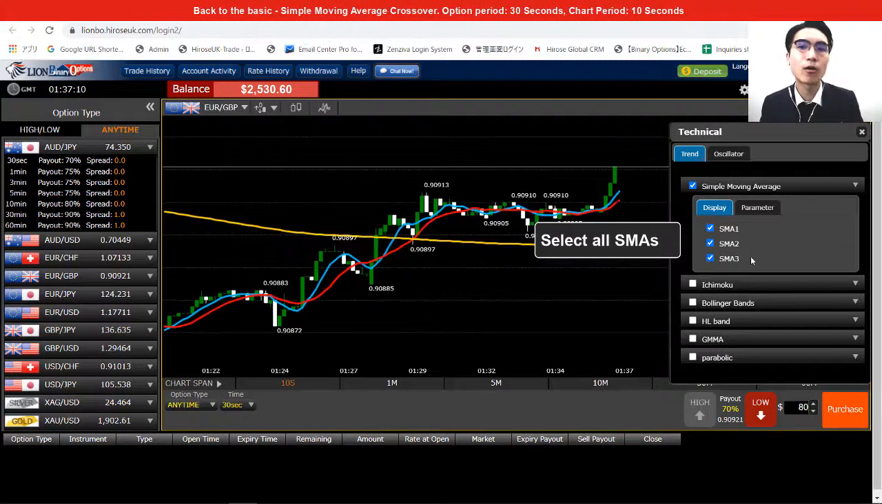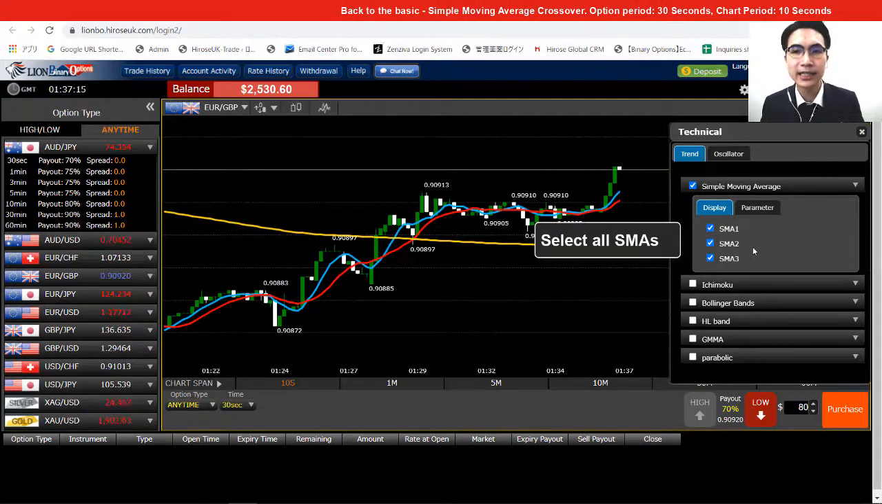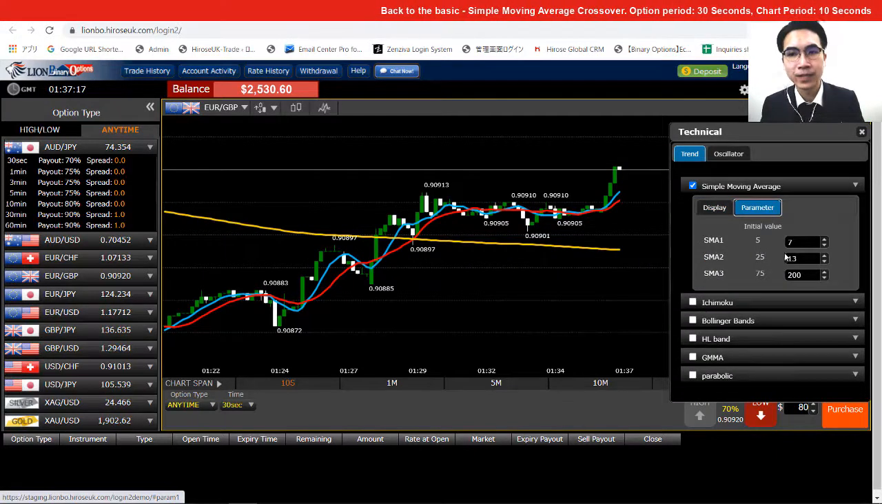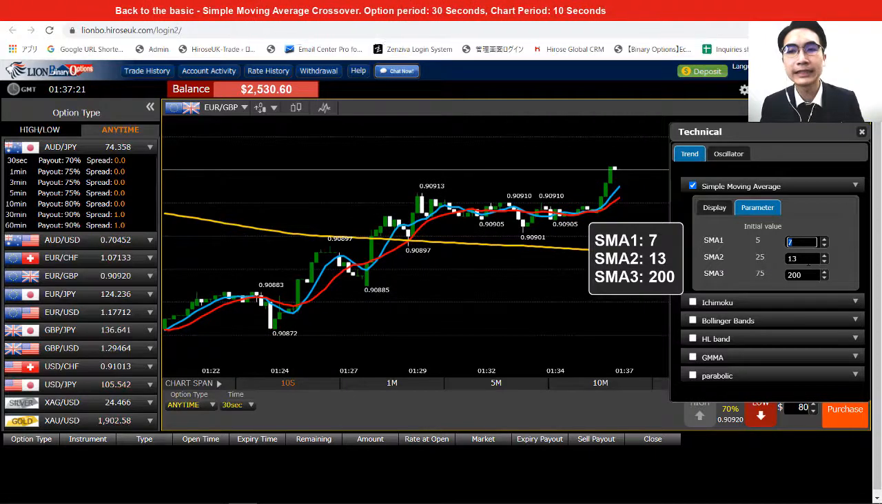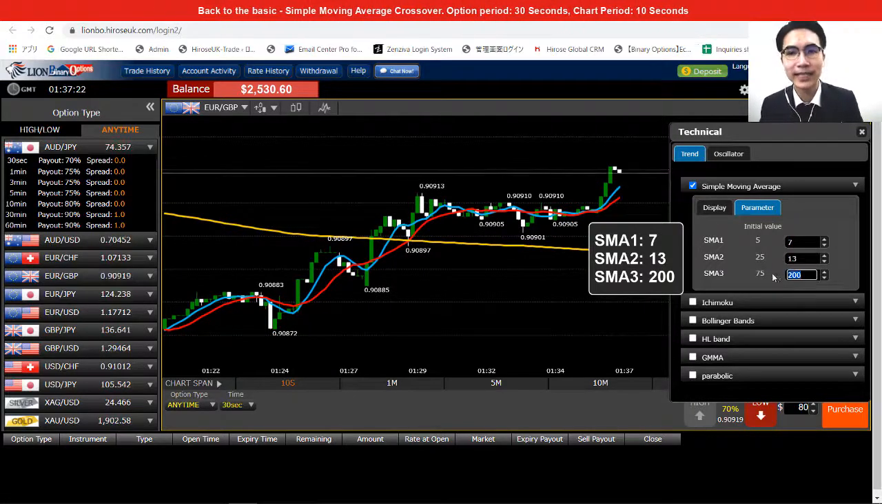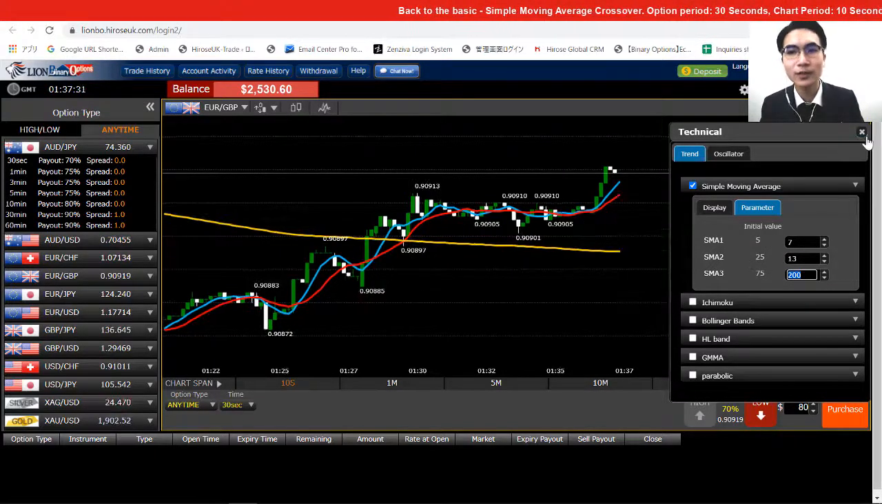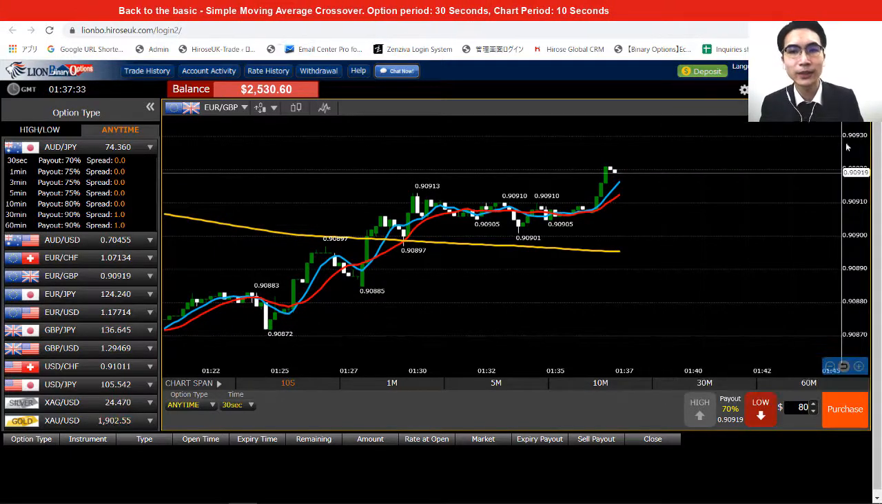Now we need to make sure all three of the SMAs are selected. Next we'll go to the parameter. For today, we are using 7, 13 and 200 as parameters. So again, SMA1 is 7, SMA2 is 13, and SMA3 is 200. After we get that done, we can close the technical indicators window.